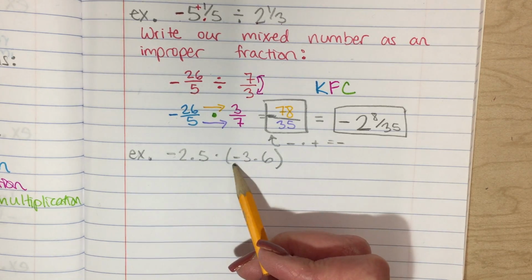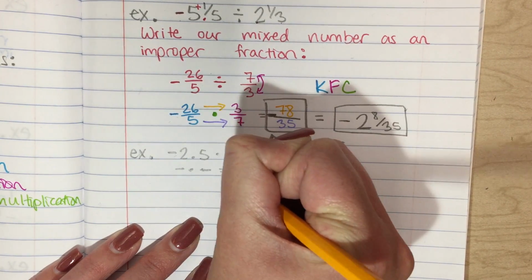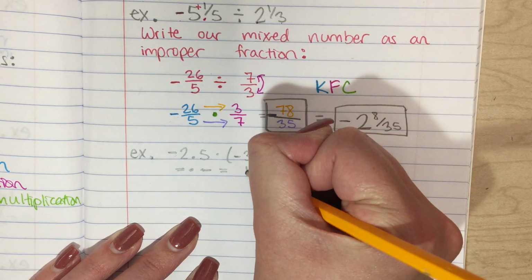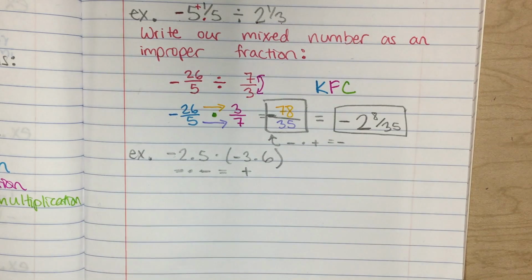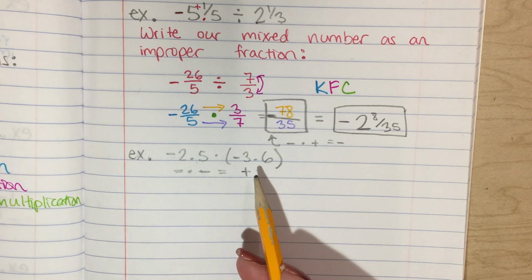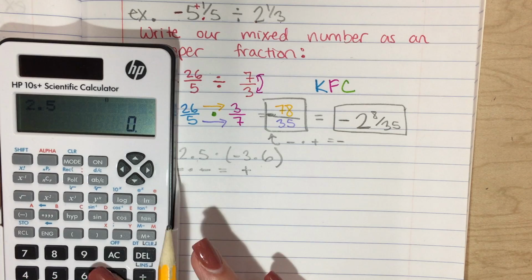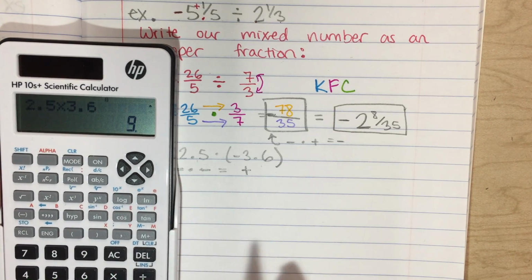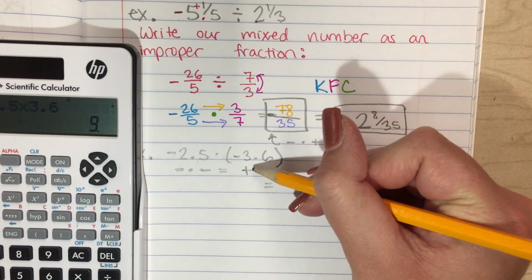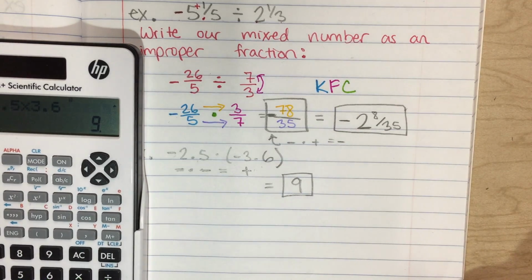So a negative times a negative equals what? A negative times a negative equals a positive. So I know right away that my answer is going to be a positive number. All right, so on this, again, you can multiply them by hand. We can use a calculator. Let's do 2.5 times 3.6, and I get 9. So this equals 9, and I already decided my answer was going to be positive. So this is a positive 9 as our answer.